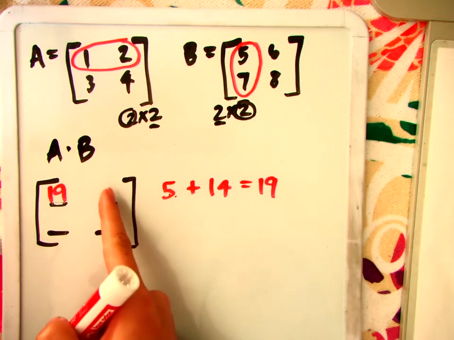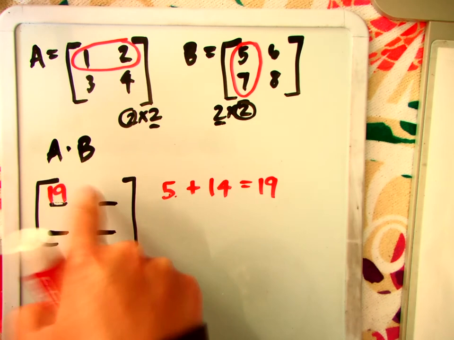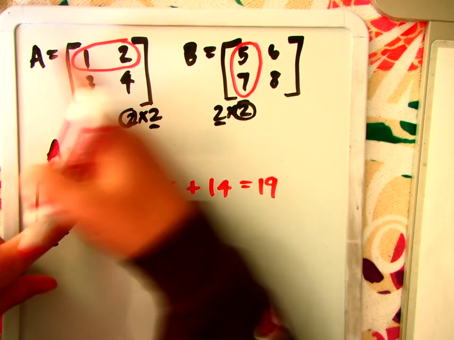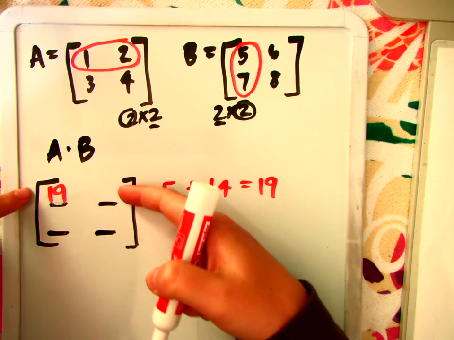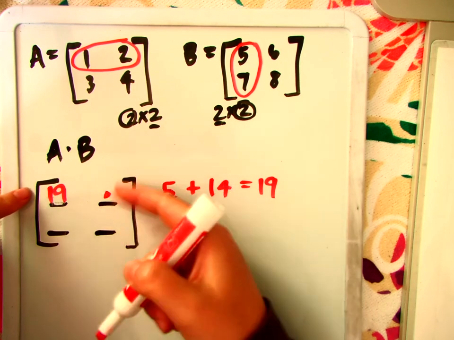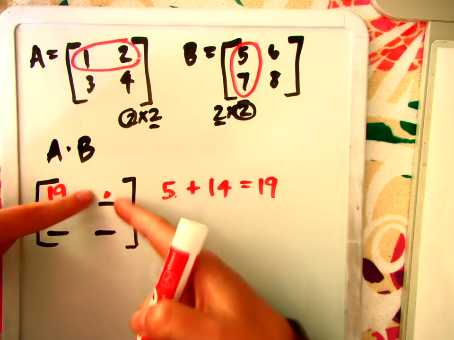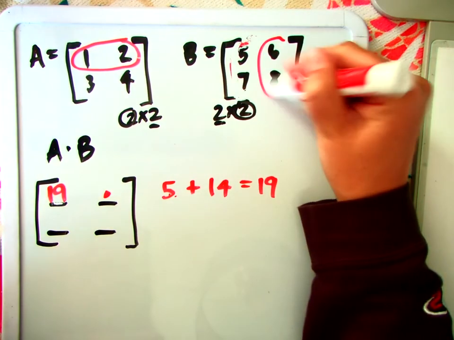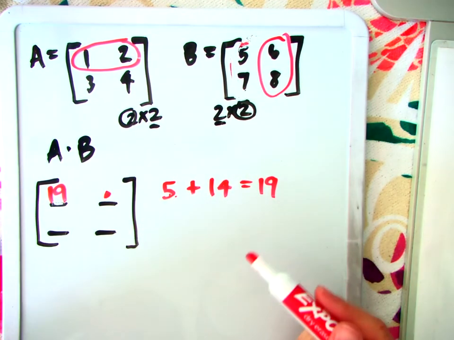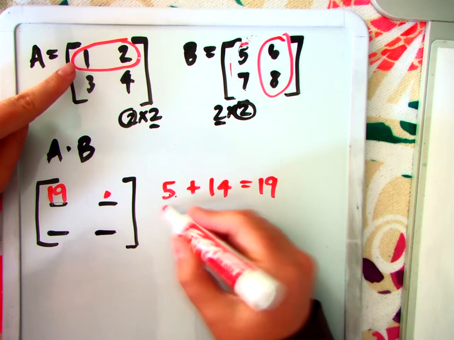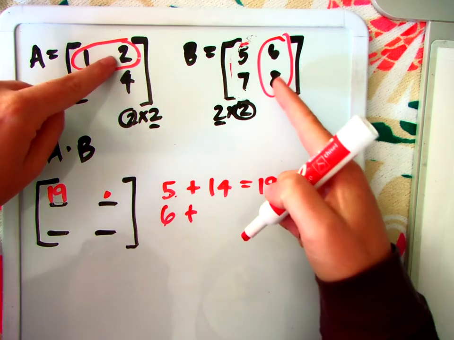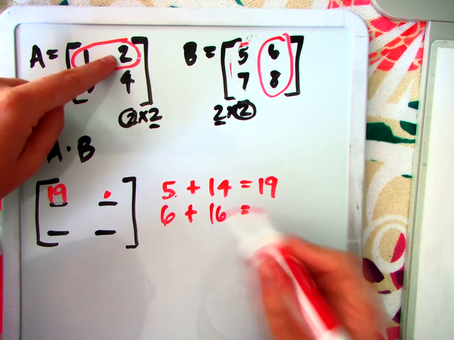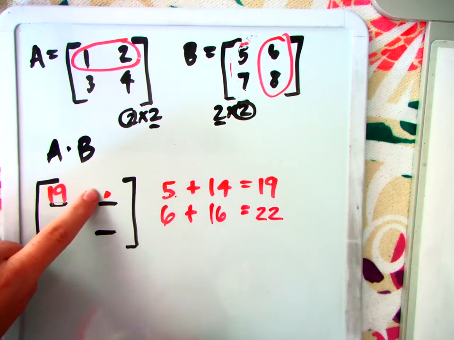So now I want to go to the first row, second column, and in order to get that answer, I still work on the first row, right? I'm still in the first row. But now I'm in the second column, so I don't want to use the first column, I move to the second column. And I'm going to do the exact same steps. 1 times 6 is 6, plus 2 times 8, 16. So what am I getting here? 22. That's what goes right here, 22.